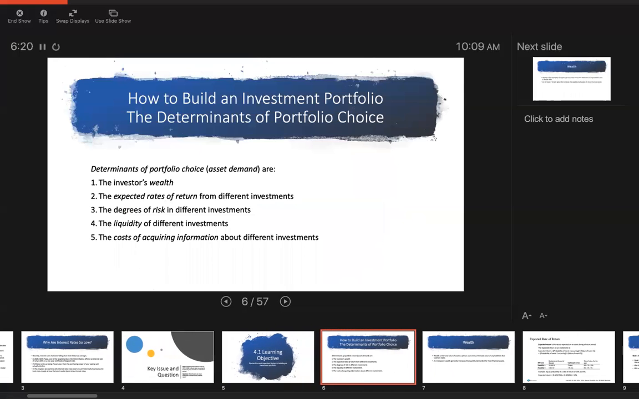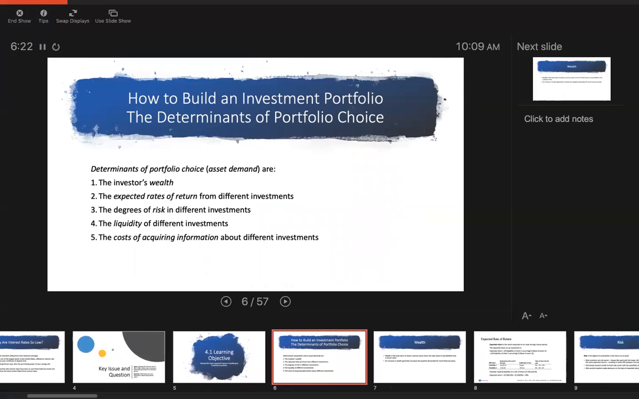So we'll talk about what determines what goes into the portfolio of a particular individual, right? So we'll cover five key determinants that we want to talk about. The first thing is how much money does the investor have to invest, right? So that's what we call wealth.